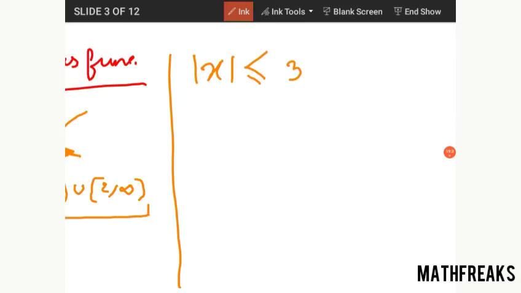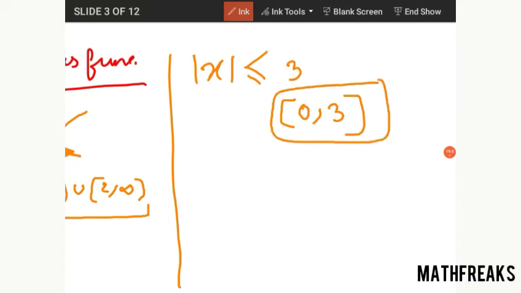Done. Now let's see what we can do about this. Since mod of x is less than or equal to 3, one range that is pretty obvious is 0 comma 3 included. This is a pretty obvious region where x can belong. But another region you also have to keep in mind is from -3 to 0. This range will also satisfy this inequality, right? Because if you take -3, you're always going to get 3.